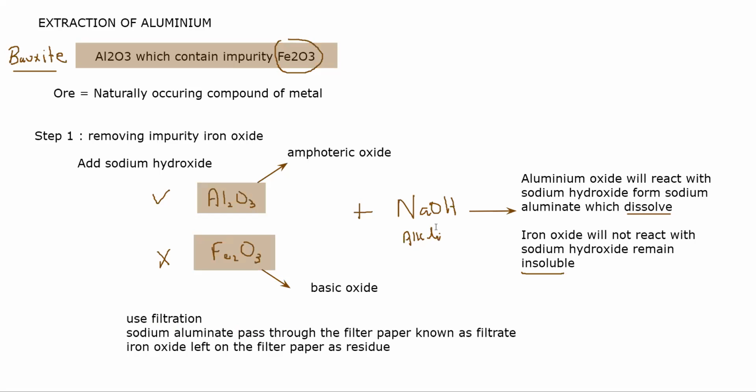Sodium aluminate passes through the filter paper, and iron oxide is left on the filter paper. You can just mention filtration. I'm just pointing out what will happen. You can just mention use filtration, because I'm discussing in detail. So I'm pointing out all the points which you should mention. This is step one.